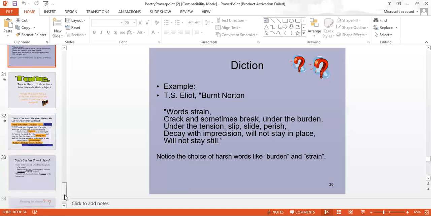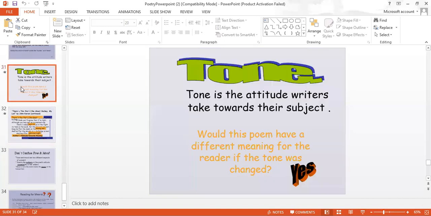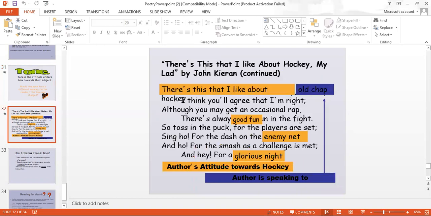And then one of the last, tone. Tone is the attitude writers take towards their subject, right? So you should ask yourself, would this poem have a different meaning for the reader if the tone was changed? If the tone is changed, definitely the poem would have a different meaning for the reader, right? Let's look at this.